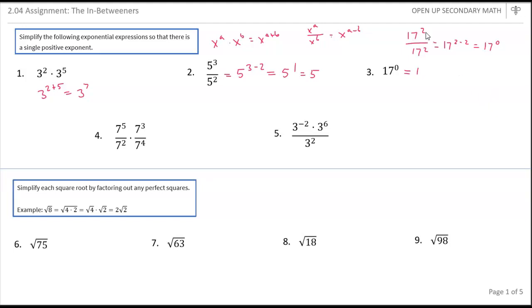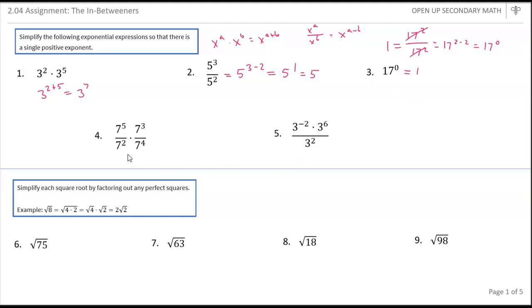But we also know that anything divided by itself is 1, right? 2 divided by 2 is 1, 5 divided by 5 is 1, and 17 squared divided by 17 squared is 1. Those will just cancel out, basically. So if we use the transitive property of equality, we can see that 17 to the 0 is the same as all of these things, which is the same as 1. So just some more evidence for us to remember why anything to the 0 is 1.